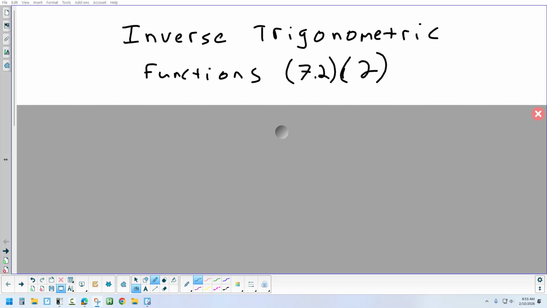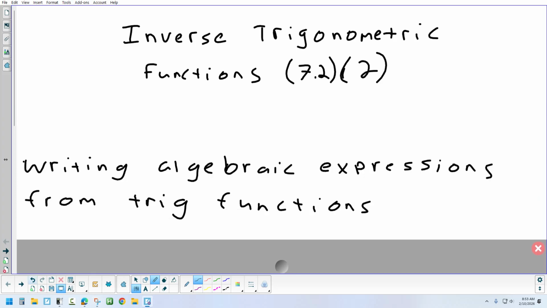Great. We're going to finish up on 7.2, looking at the second part. In this part, we're going to look at how we can take something that has trig in it and get rid of it and turn it into algebra. Now, in this class, that's not something we can do all of the time. Sometimes we have a formula, and it's going to have trig in it, and there's no way around that.